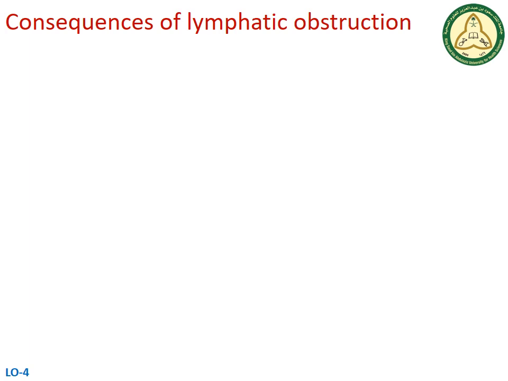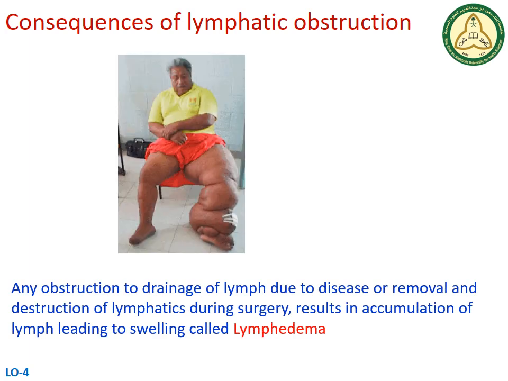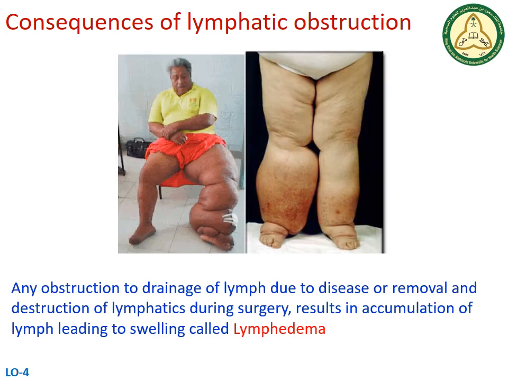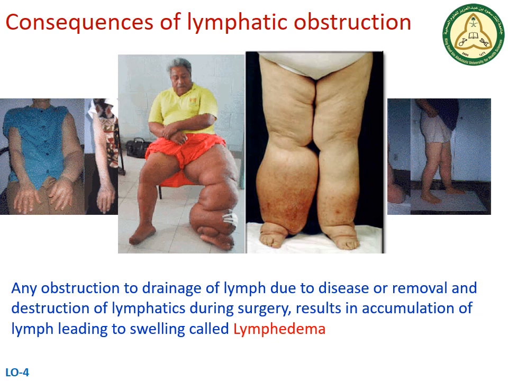Then, consequences of lymphatic obstruction. You can see these pictures showing different swellings, and the primary cause of all these swellings is a block in the lymphatic duct. So this is the right hand of a normal old person, and this is the swollen one. Similarly, this is another swollen arm, and here is a normal leg, and this is the swollen leg.